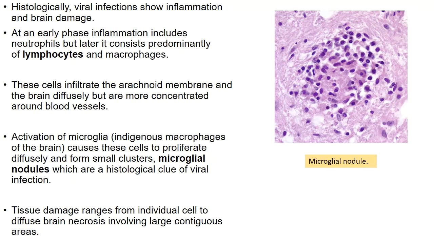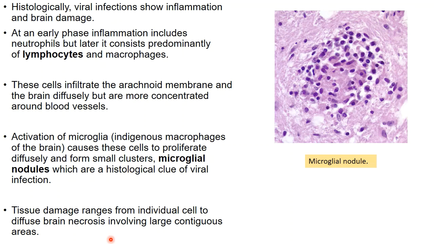As we have already discussed in the pathogenesis, the inflammation is characteristically neutrophilic, but later on it is followed by a lymphoplasmacytic infiltrate with infiltration of macrophages. These cells infiltrate the arachnoid membrane and the brain diffusely, but are more concentrated around the blood vessels, resulting in a characteristic perivascular lymphoplasmacytic infiltrate.